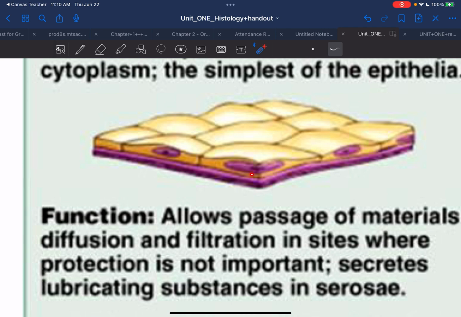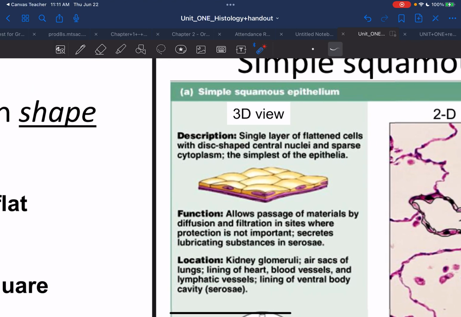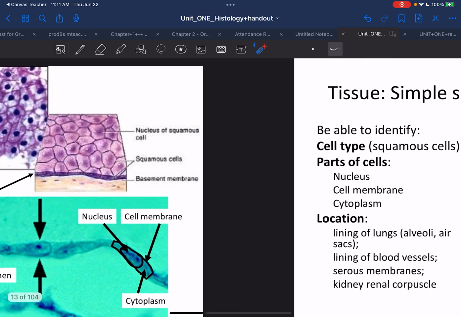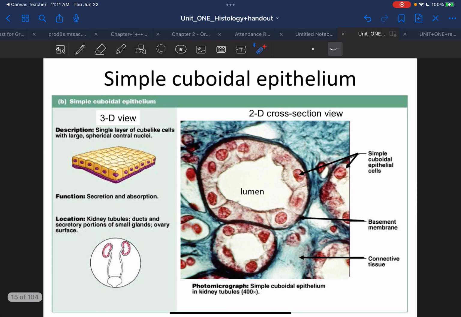One single layer. This one really does resemble tiles on the floor. One single layer. You can see just one, no stacking. And what's this purple thing probably underneath it? The basement membrane. Very good. Let's look at another example of the naming system with some pictures, and we'll get into the details after.